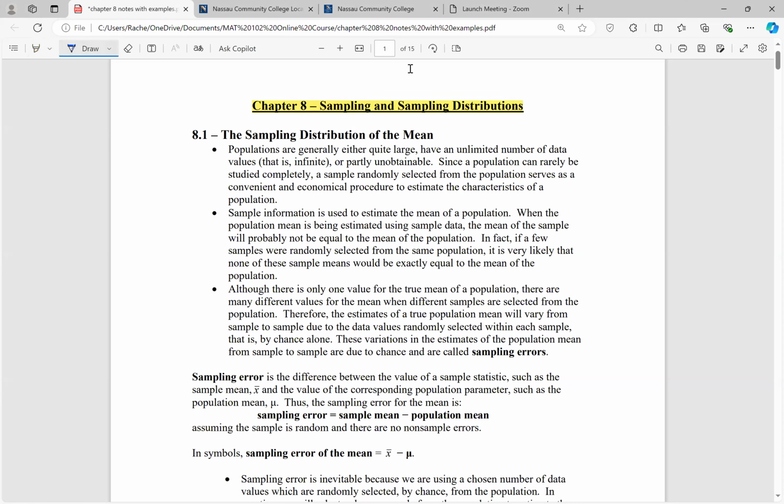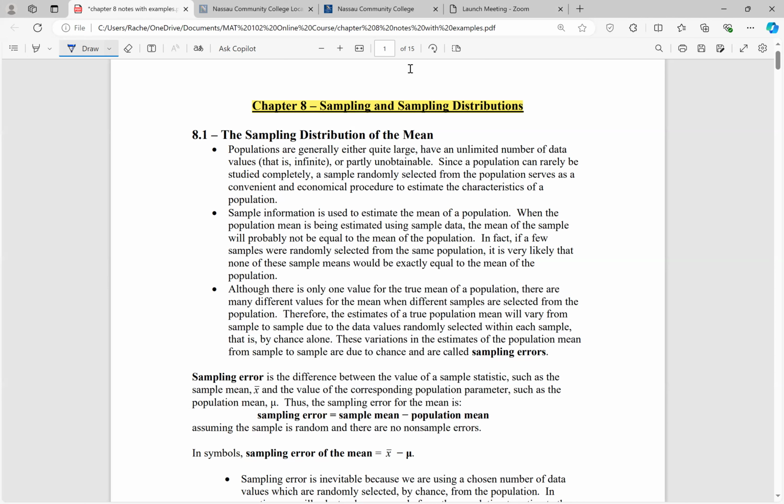And although this is an intro, I really can't stress enough how important section 8.1 is, because we've been talking about this concept, which I'm going to talk about in a minute, really since the beginning of the semester, since chapter 1. And the concept is that populations are generally either quite large or have an unlimited number of data values or is partly unobtainable.